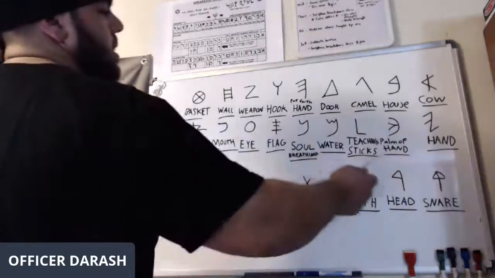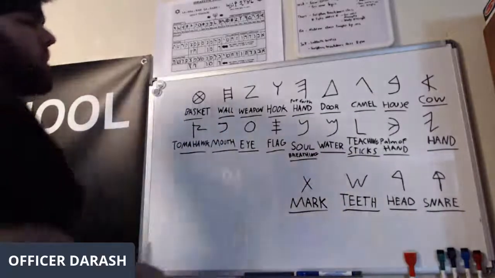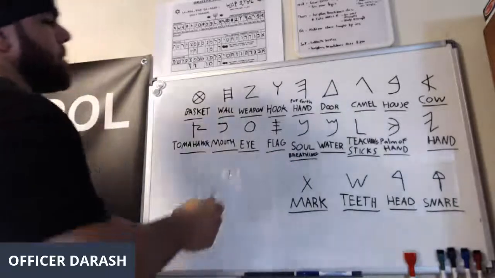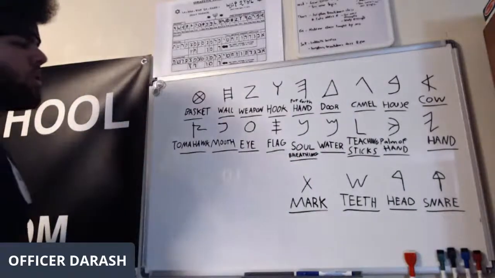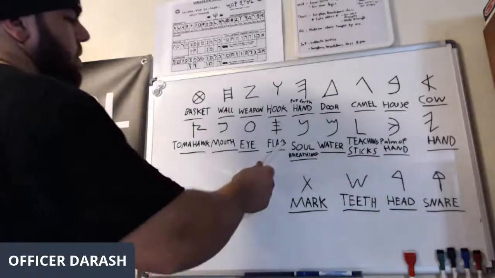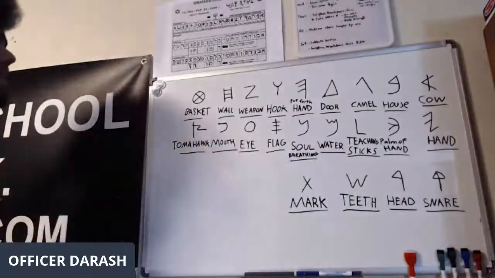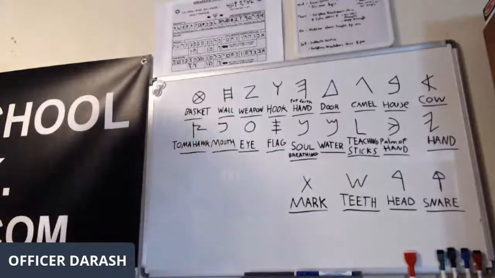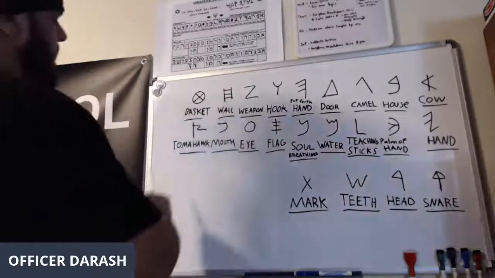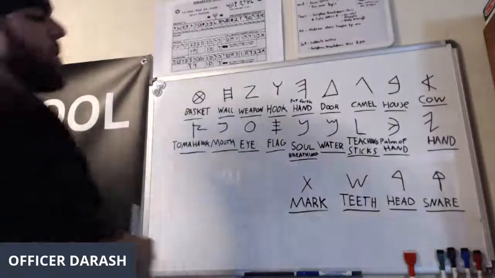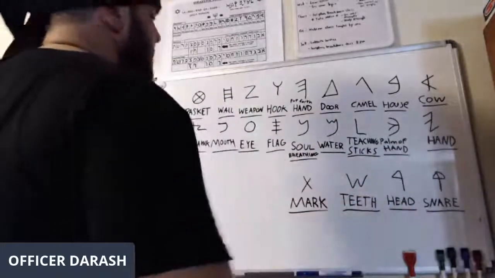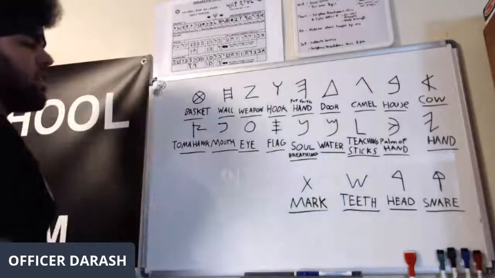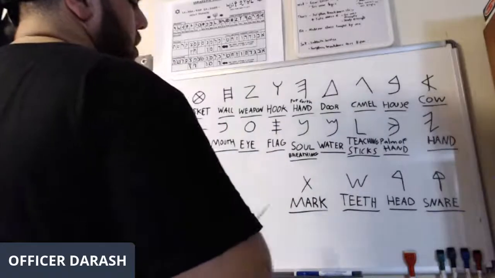Kap, palm of hand. The lamad, teaching sticks. Mayam, water. Napash, soul. The sawad, flag. Ayan is an eye. Pa, mouth. Tazayad is the tomahawk. The kawash means snare. The ra'ash is head. Shan is teeth. Tha is mark.